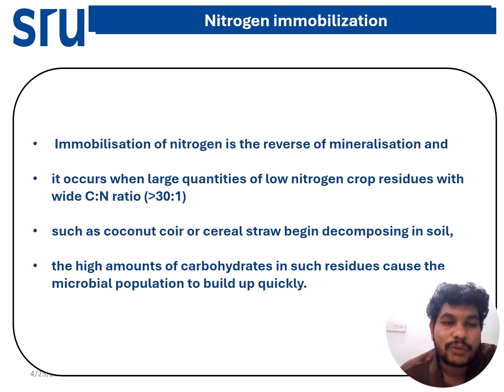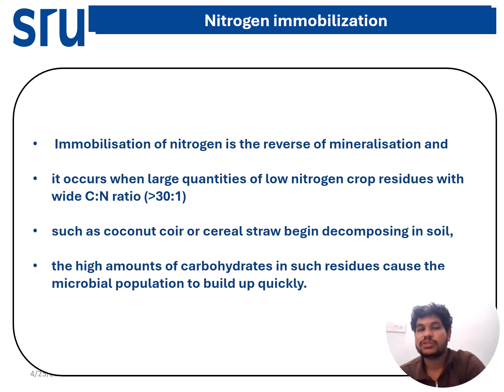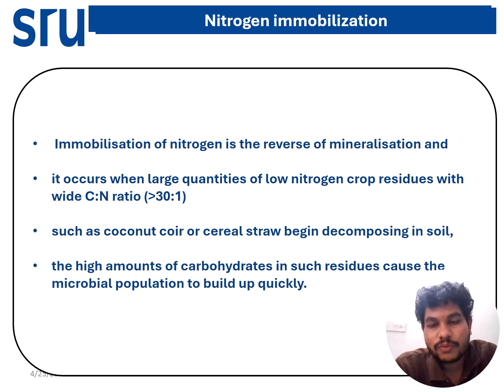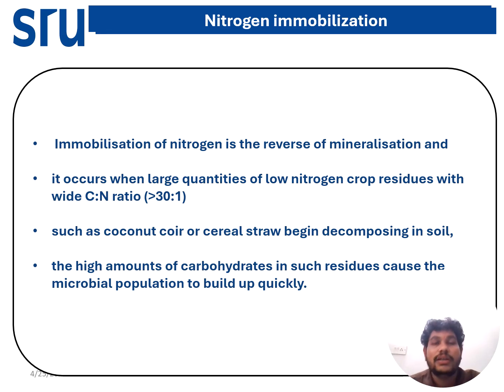Then nitrogen immobilization. Nitrogen immobilization is a reverse process of mineralization. It will occur in the soil when the C:N ratio is more than 30:1, because microbes require the nitrogen for growth and development. In such cases, if the C:N ratio of the crop residue is more than 30:1, the nitrogen content will be less in the crop residue, and so a smaller amount of microbes will be available for the mineralization.